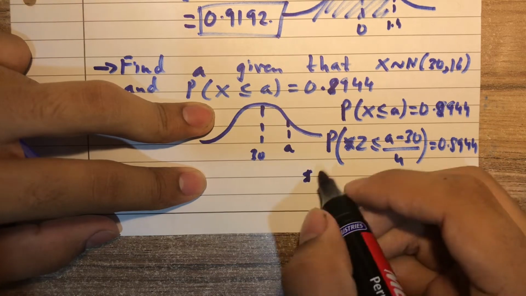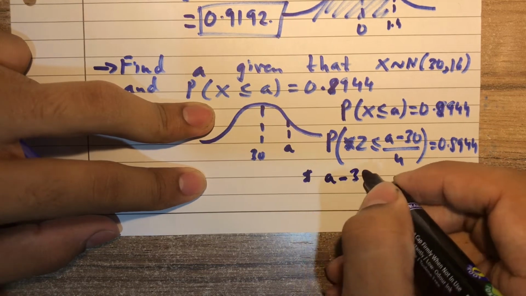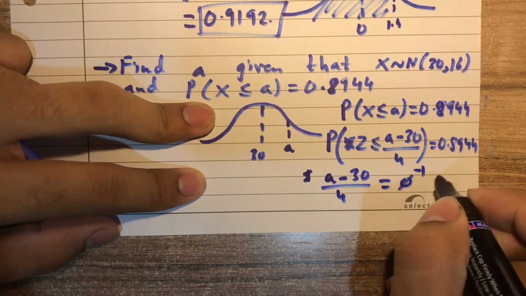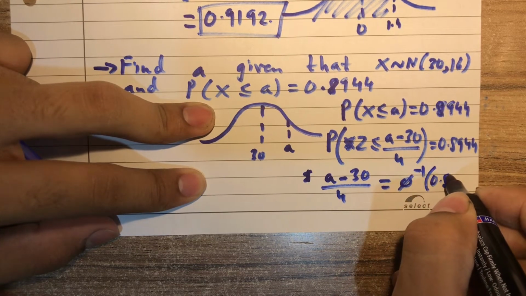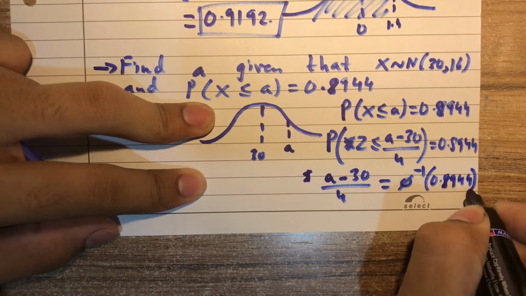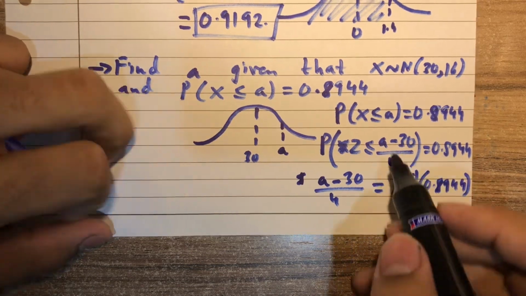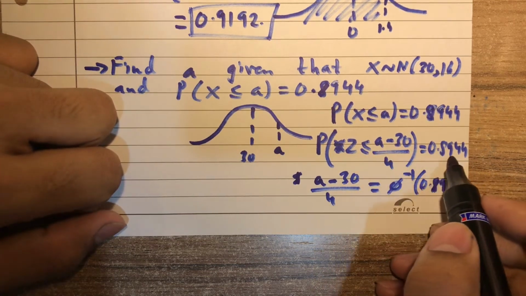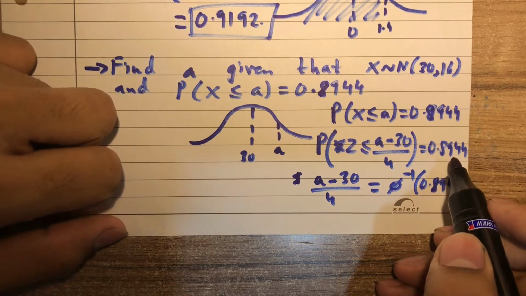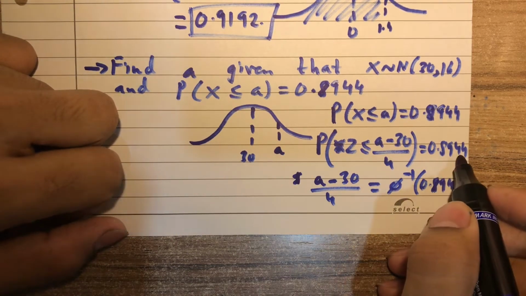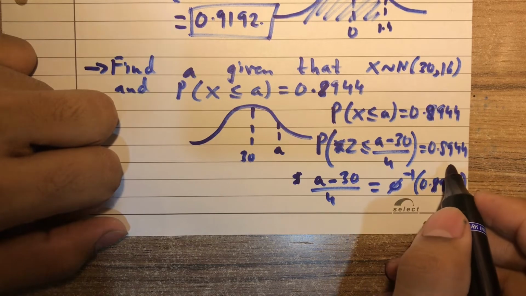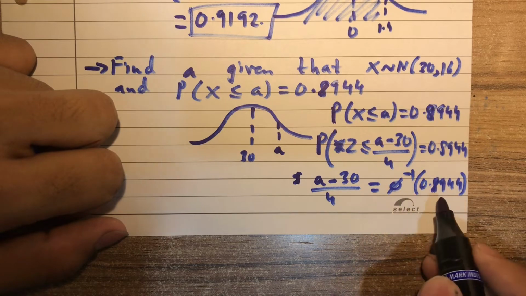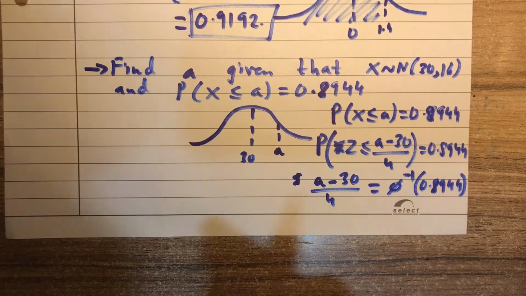So basically what we'll write is, how we'll represent that is (A minus 30) upon 4 is equal to phi inverse of 0.8944. So I'm repeating what I just did. Basically we knew that at this value of z, before that the probability is 0.8944, right? So in the table we'll look for this probability and find at which value that probability occurred, and we'll equate that with the value. So this is how we'll represent that value, phi inverse of 0.8944.